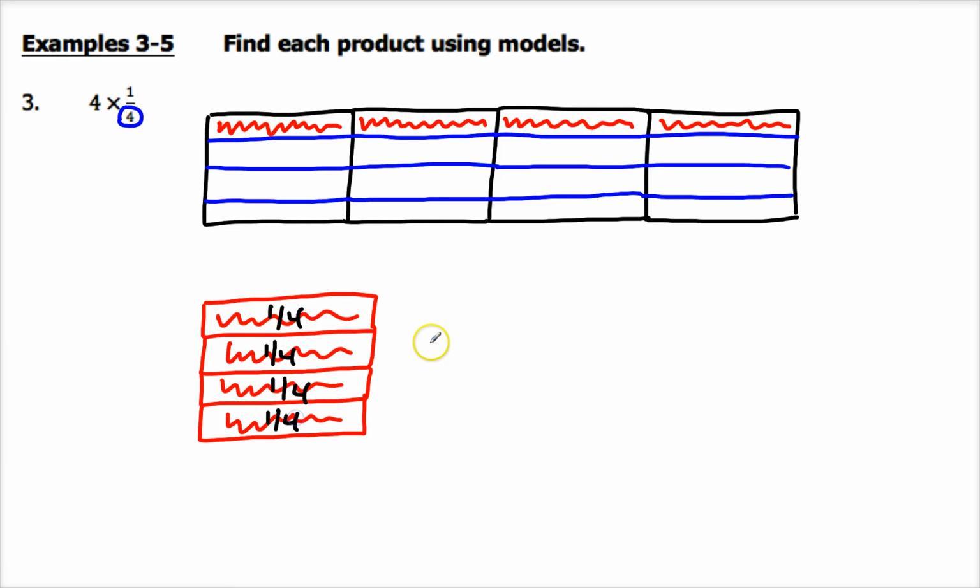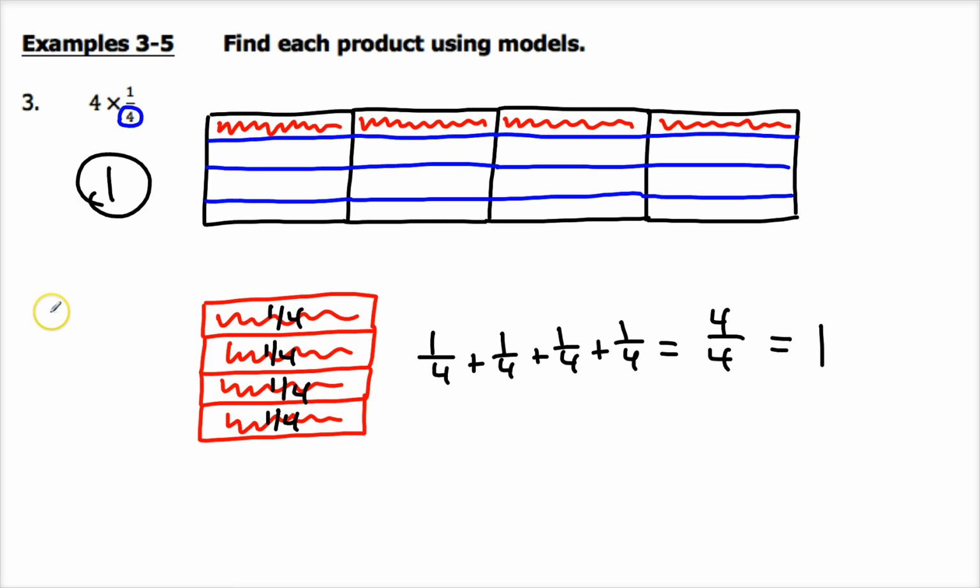plus 1/4 plus 1/4 plus 1/4, which is 4/4, which if you put all these together, that would actually make 1 whole. So my answer for this one, 4 times 1/4, is just simply 1.